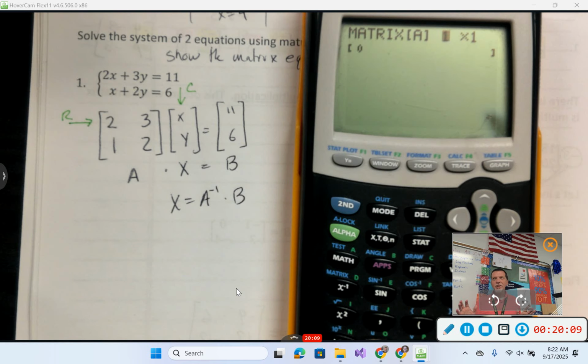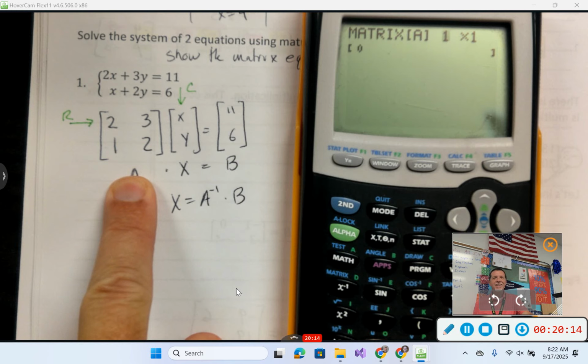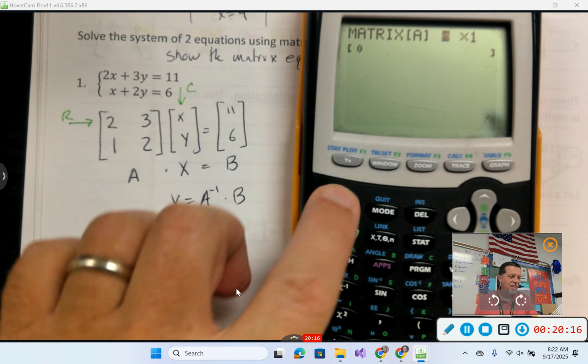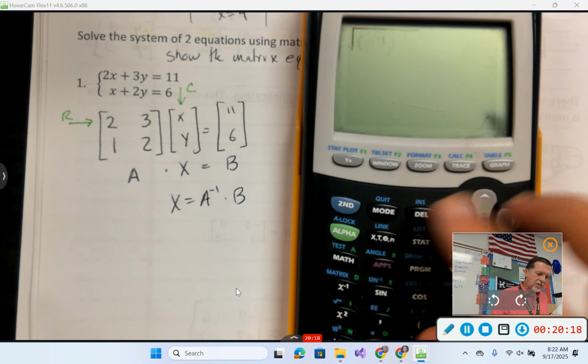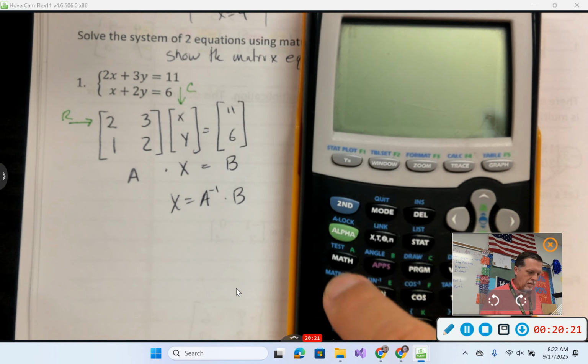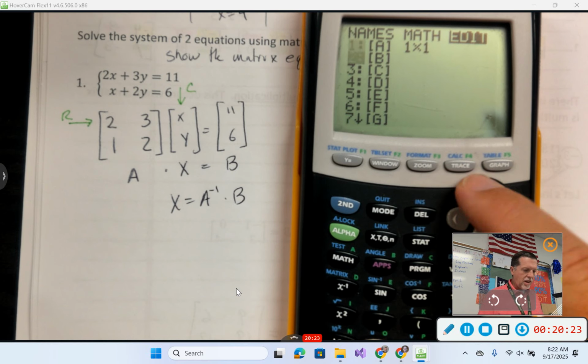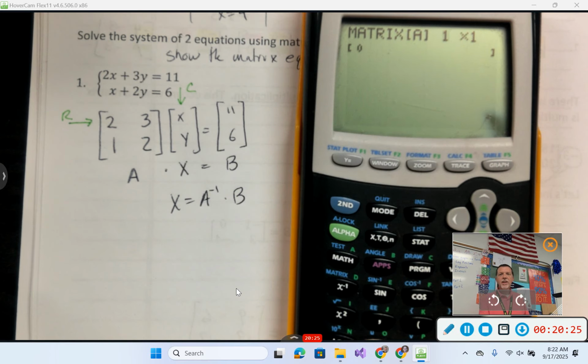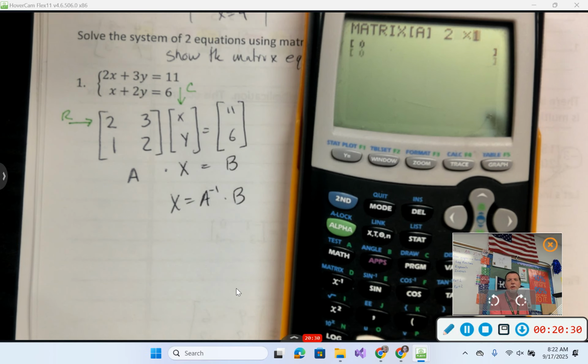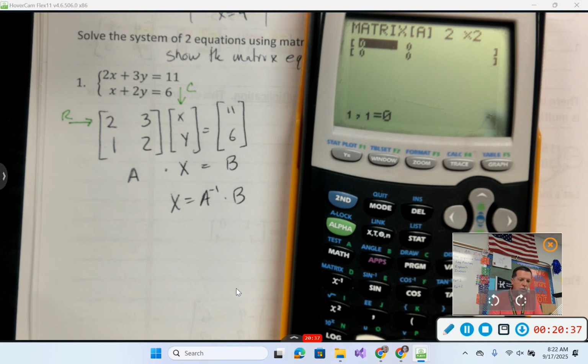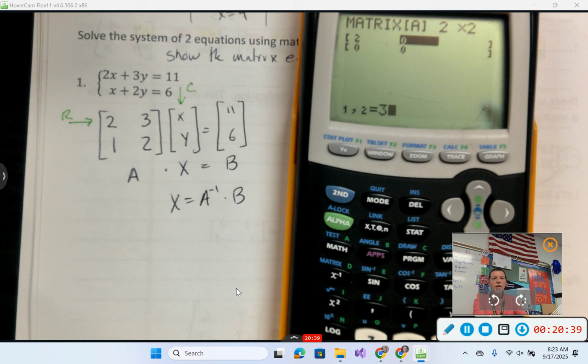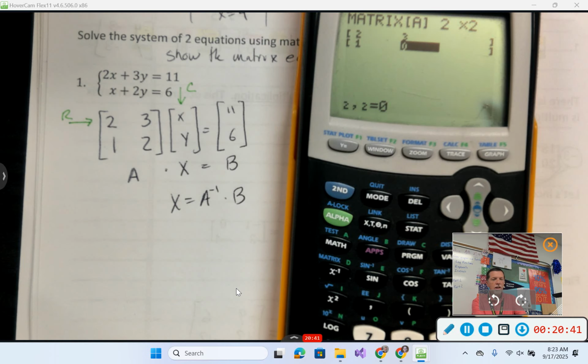Sometimes we get confused on sizes, but what's the size of matrix A? Matrix, edit A, so enter. What size is matrix A? 2 by 2. Right, it's nice when it's a square. It's hard to mess up a square. So you put in 2 by 2, and it automatically builds a 2 by 2 matrix ready for you to put the numbers in. So 2 and 3 and 1 and 2.